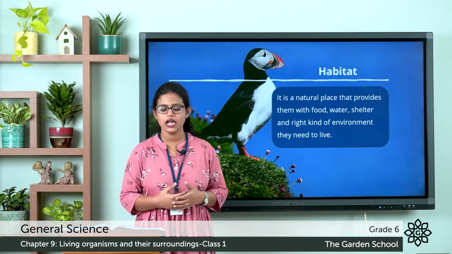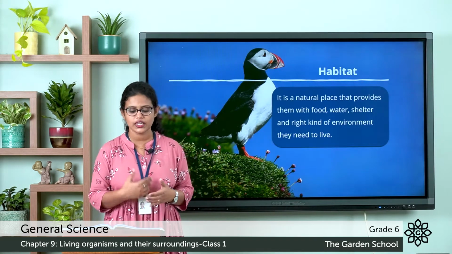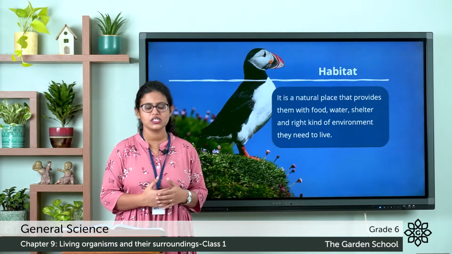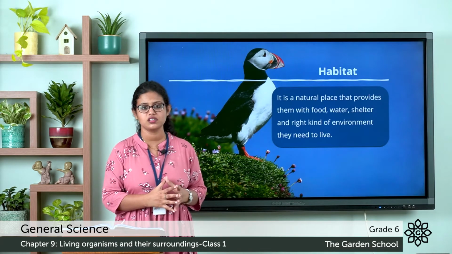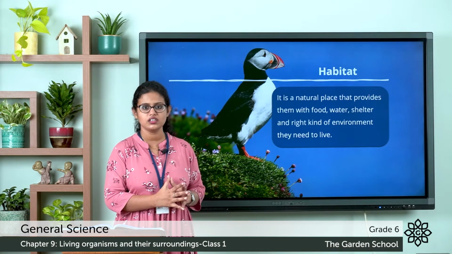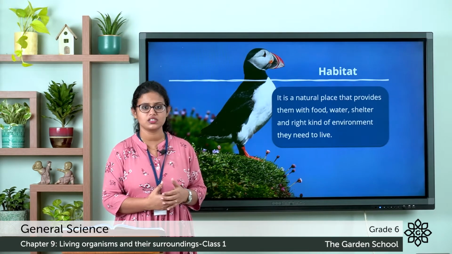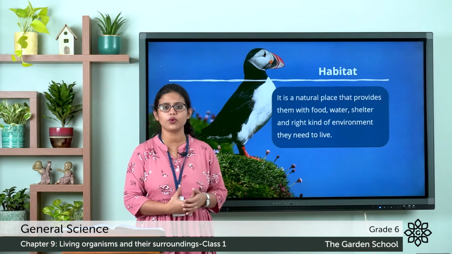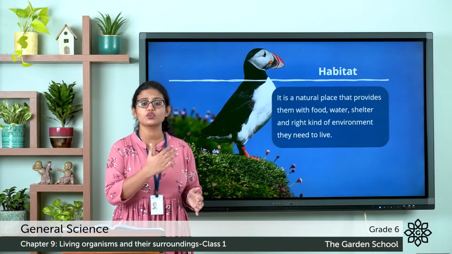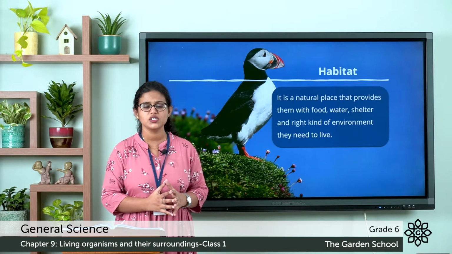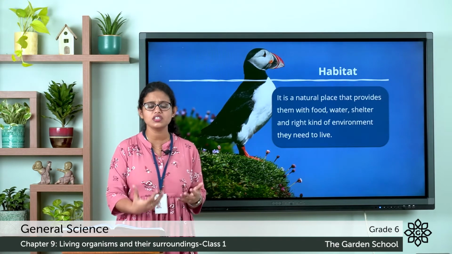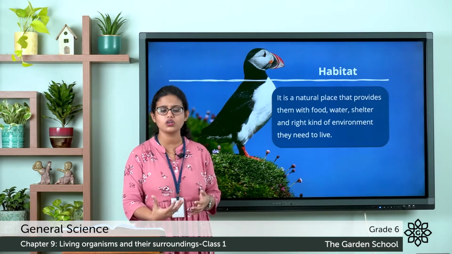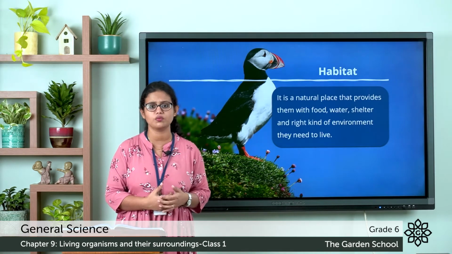For example, plants and animals that grow in forest will not be found on mountains. That is because the forest is their habitat that provides them with food, water and the right kind of environment. So, animals and plants, everything has a habitat that provides them with food, water and the right kind of environment.